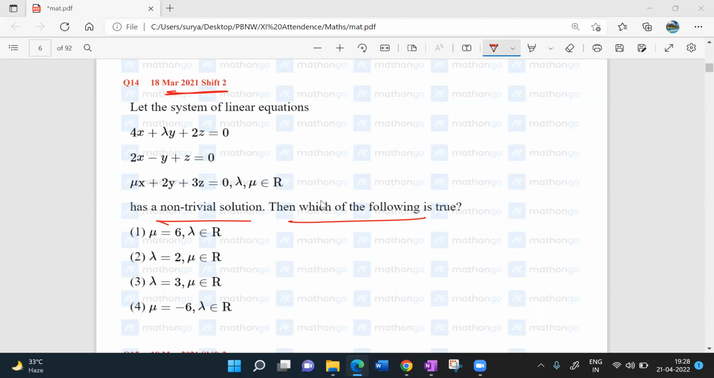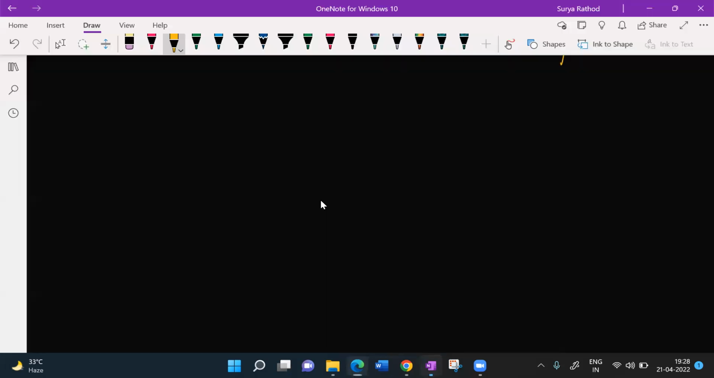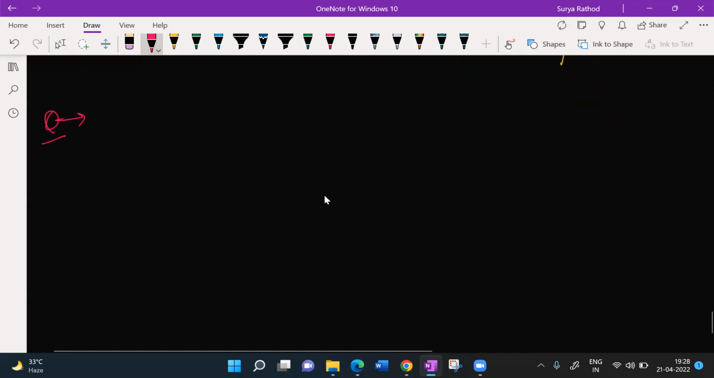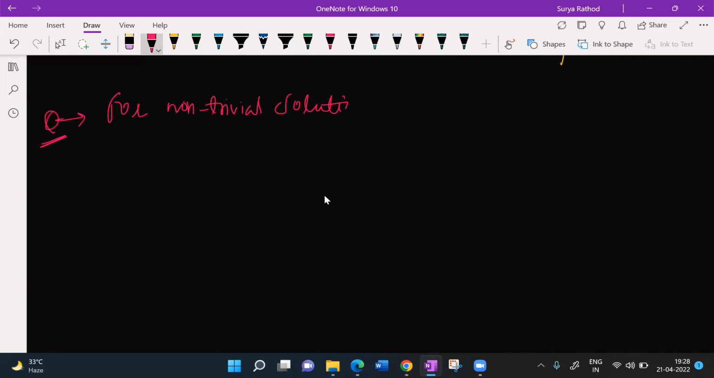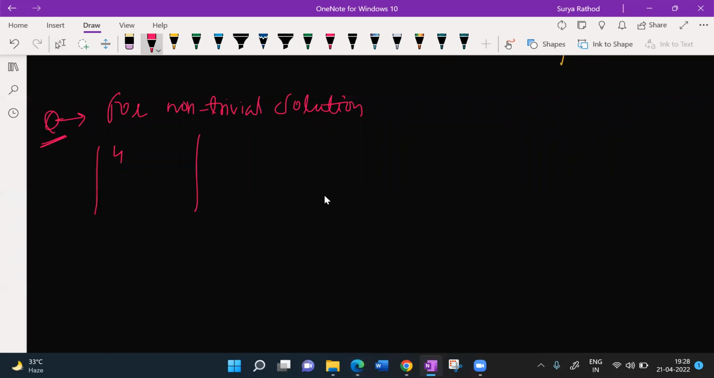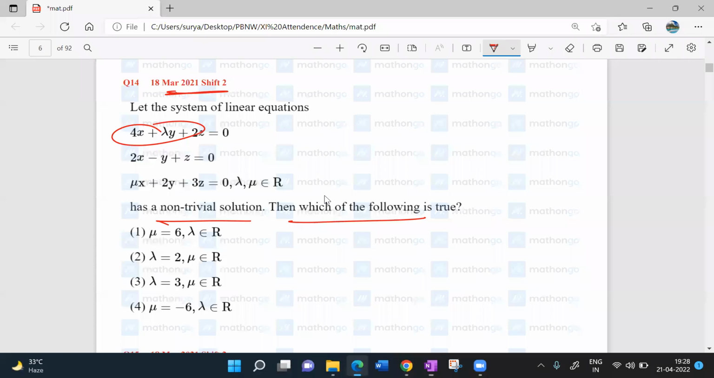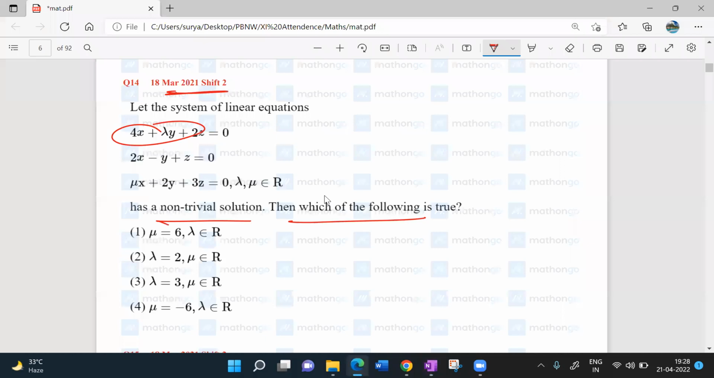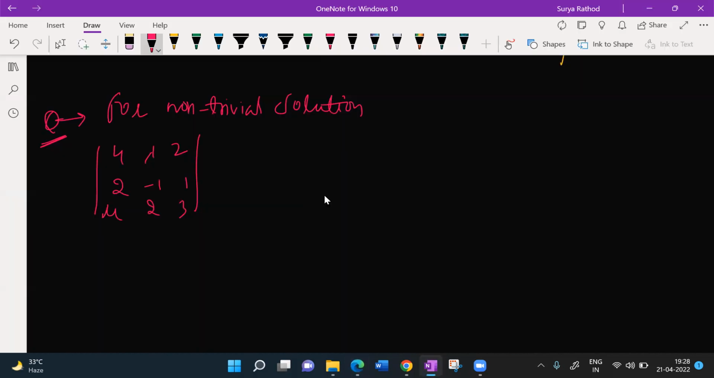See, for non-trivial solution, again and again I'm telling you, make the determinant 0. Again, look at this here. What was the question? For non-trivial solution, determinant. How to write the determinant? The coefficients are 4, 1, 2. So 4, lambda, 2, and 2, minus 1, 1. What are the coefficients of this? Mu, 2, 3 is equal to 0.